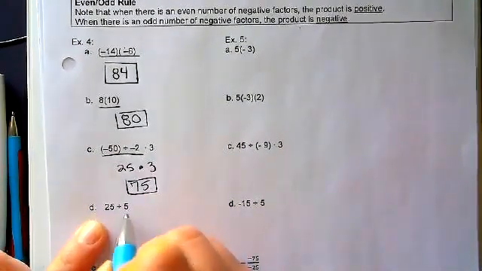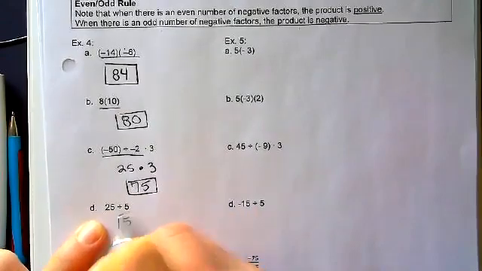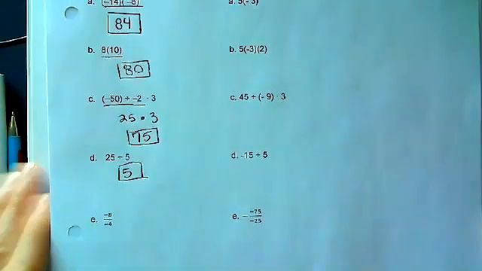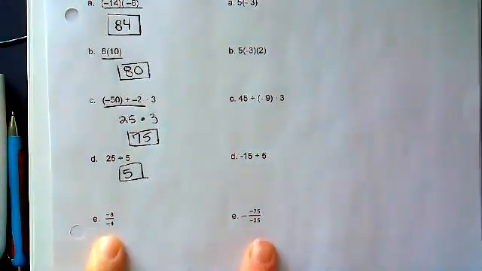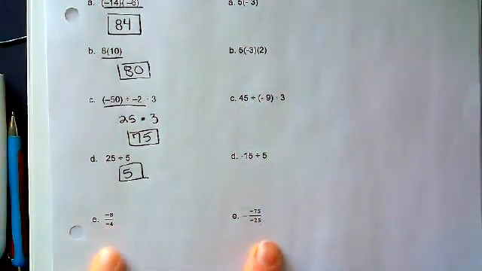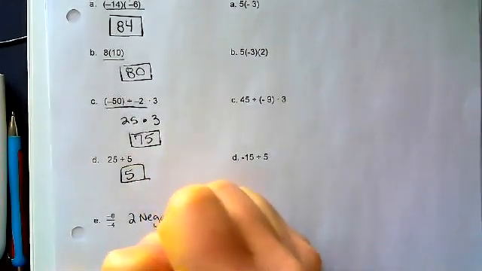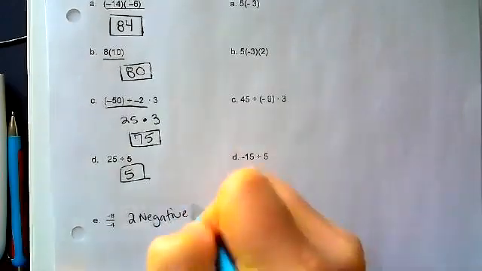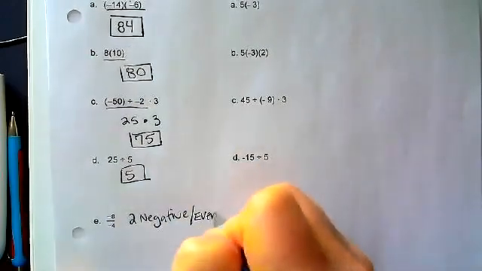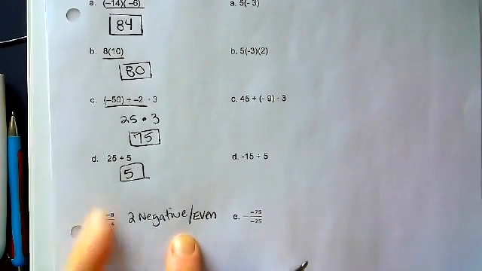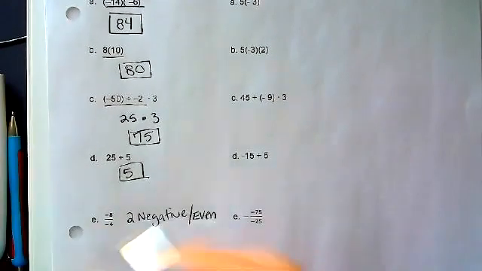Letter D, 25 divided by 5 is simply just a positive 5. Sometimes you'll see fractions and it'll look really busy if you compare E and the two E's. This one has two negatives. So again, since that's an even number of negatives, I know my answer is positive. So I can simplify this and say this will be a positive answer. So 8 divided by 4 is 2.